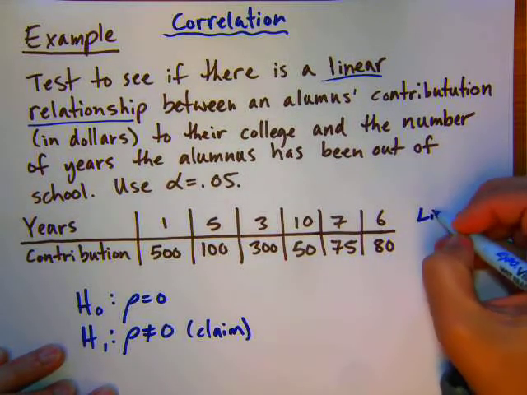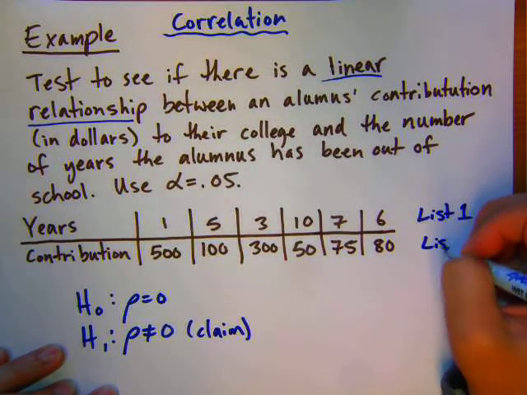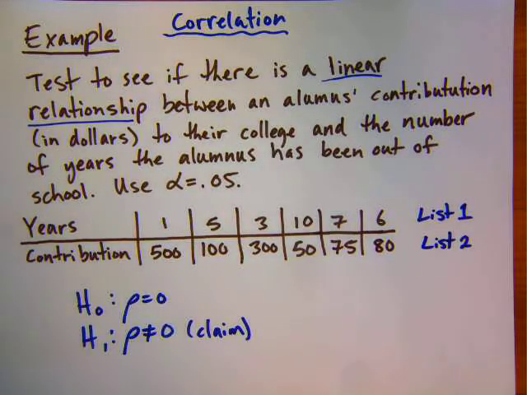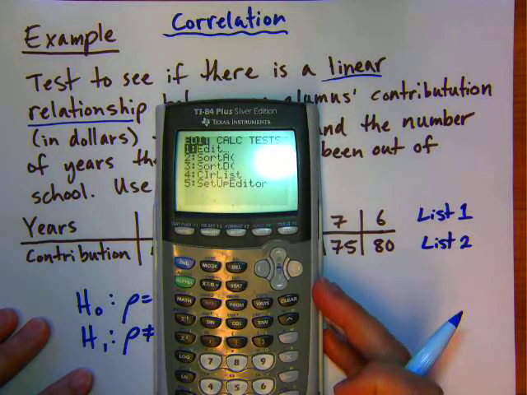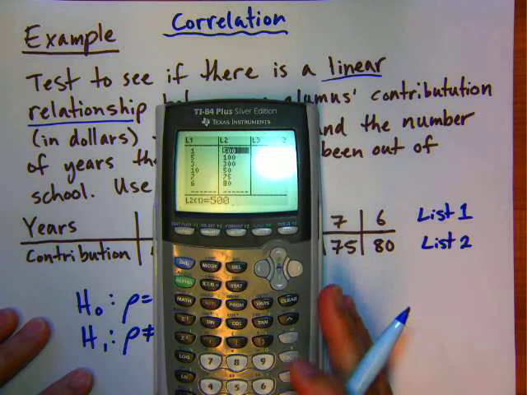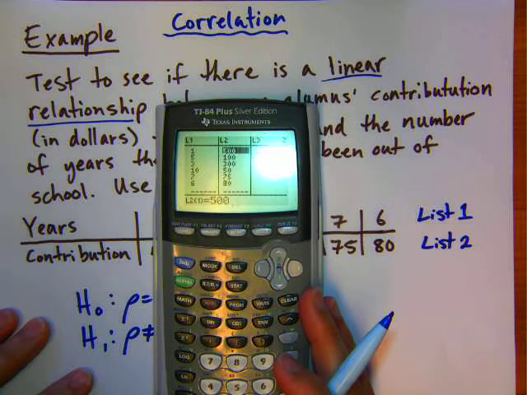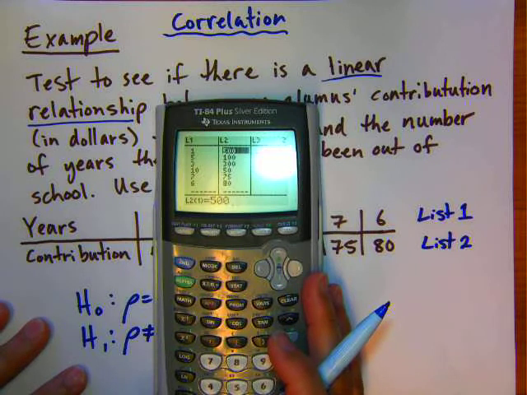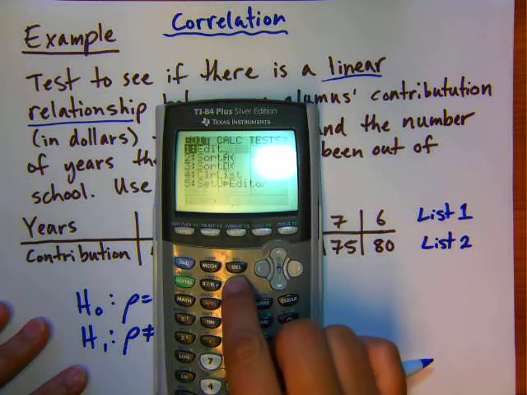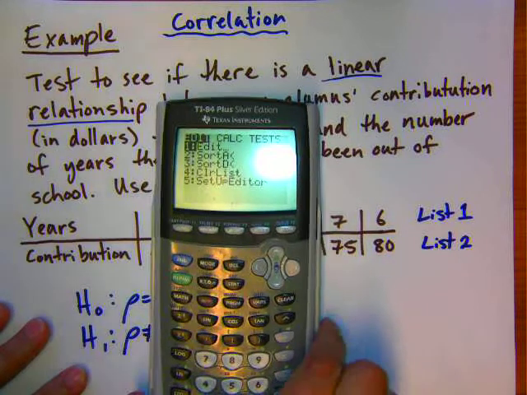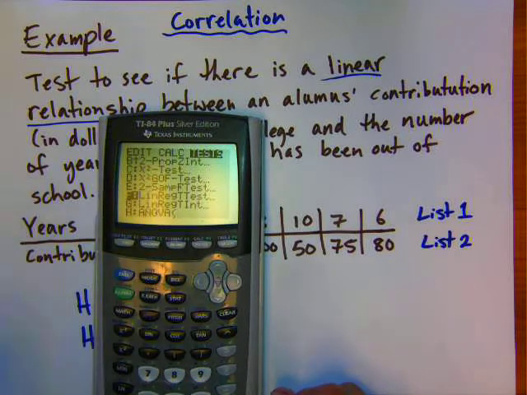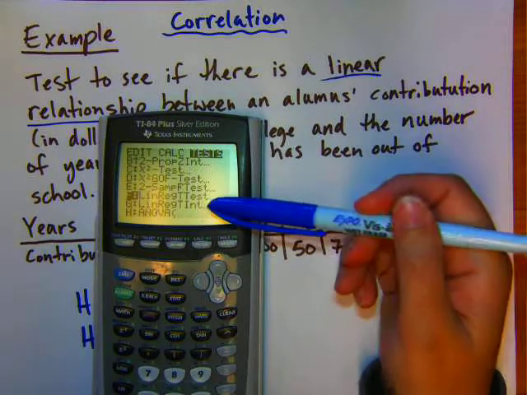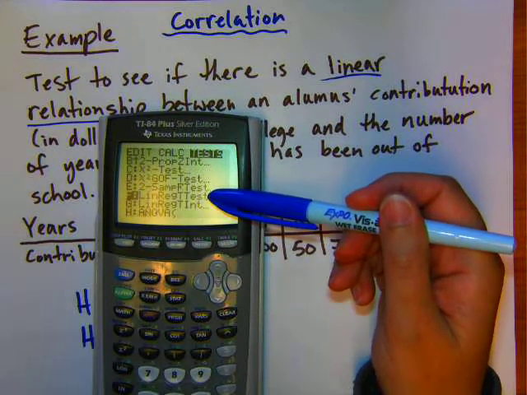Plug in your values into list 1 and list 2 in your calculator. And I've done that already. So I have in here, in my edit menu, I have put in my years into list 1 and my contribution values into list 2. Then we're going to go to the stat menu, over to tests, and then it's at the almost very bottom, and it's called linear regression t-test, LinRegTTest for short, making sure not to use the t-interval. Make sure you do the t-test here.